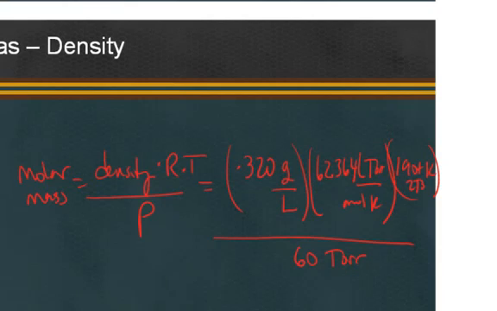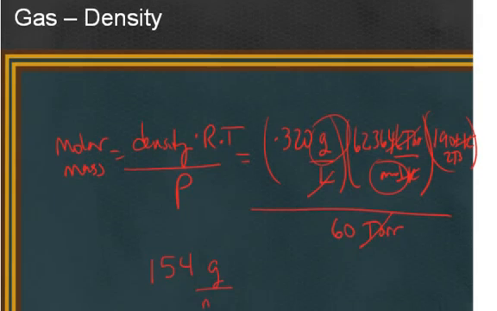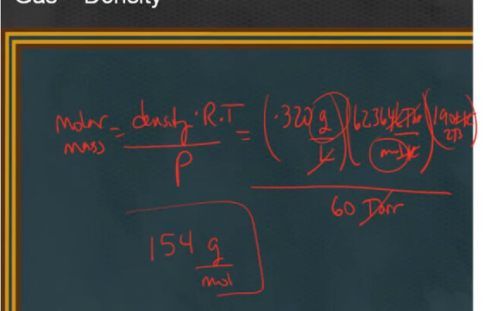All right, let's see here. The torr unit's going to cancel. The Kelvin's going to cancel here. The torr unit's going to cancel here. The liter unit's going to cancel there. That's going to leave us in units of grams per mole, which is a molar mass unit. And when you do the math, it comes out to 154 grams per mole is the molar mass of the eucalyptol vapor. Good job.